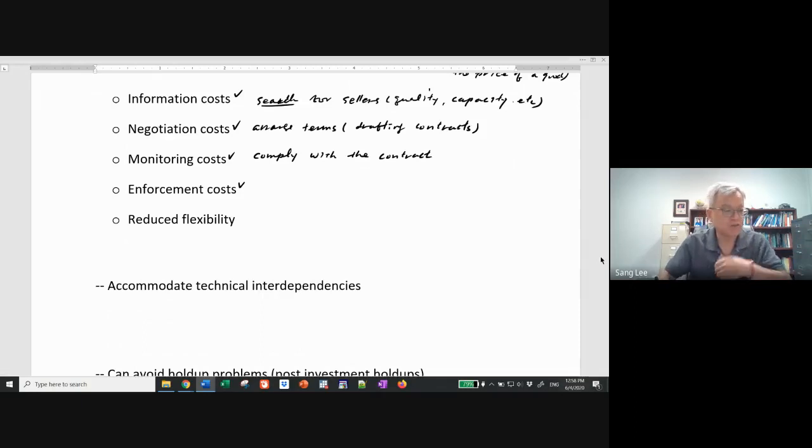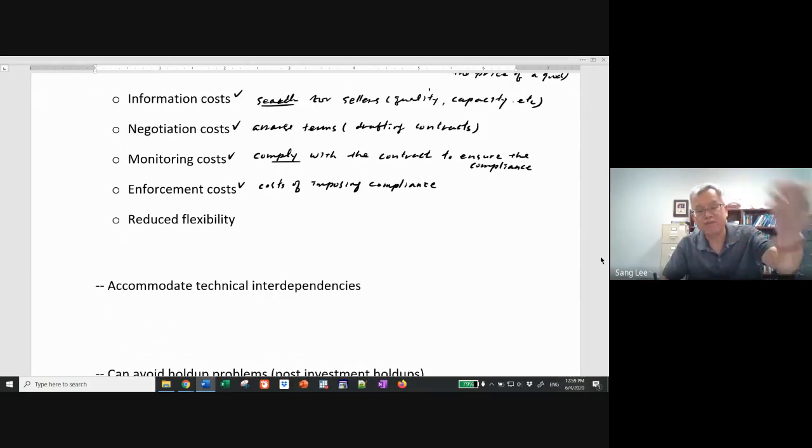And the enforcement cost is what? When they fail to do so, now to ensure the cost of the what? Imposing the compliance. Okay, all right. So here, comply with the contract. That means what? You have to monitor to ensure the compliance. But if you found that they failed to do so, then what? Now you have to impose compliance. That also costs you a lot of money.